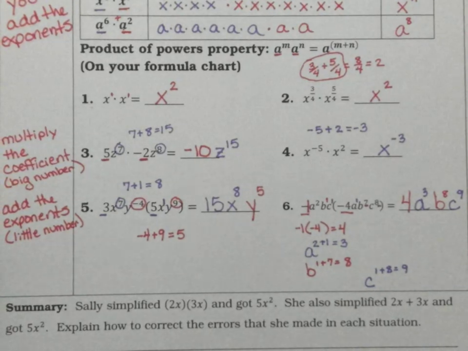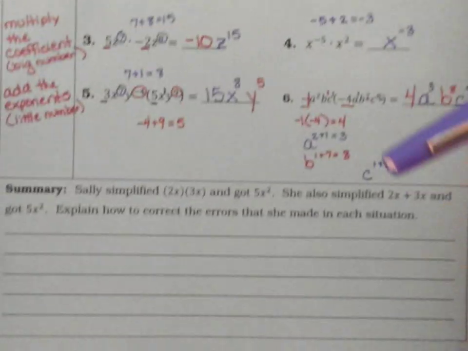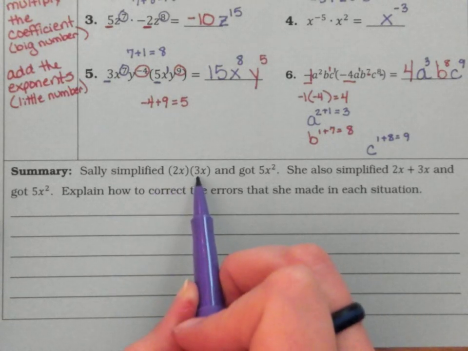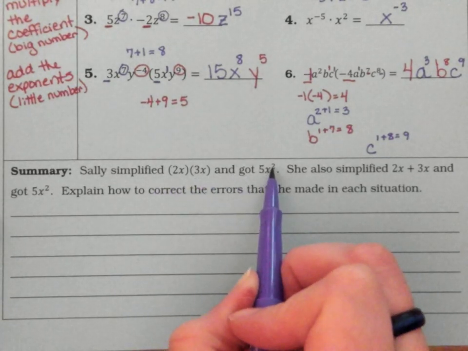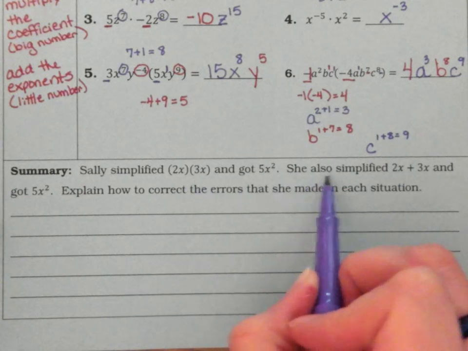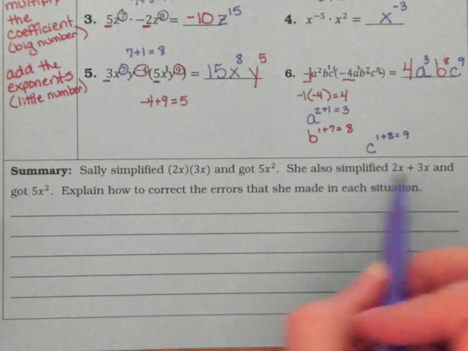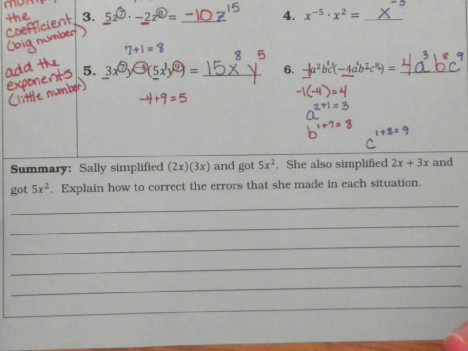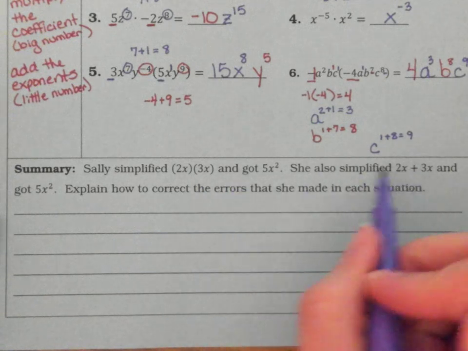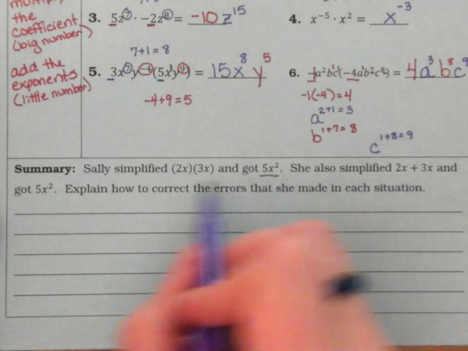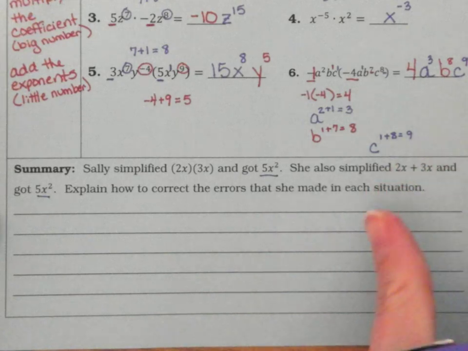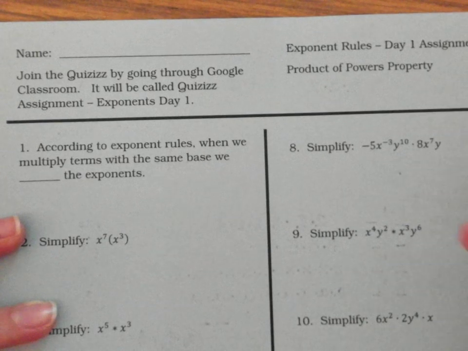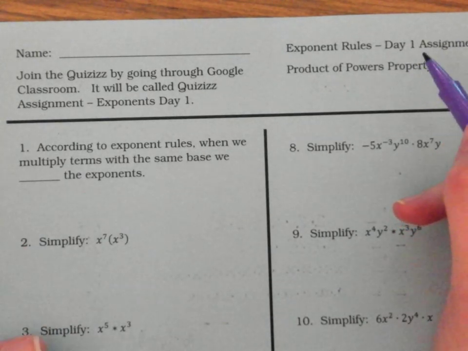So you need to take a moment to answer the summary question, which says Sally simplified 2x times 3x and got 5x squared. She also simplified 2x plus 3x and got 5x squared. Explain how to correct the errors that she made in each situation. So I'm telling you that both of these are wrong. The answers are wrong for both of them, and you need to tell me why. Once you do that, then you turn your paper over and this is your assignment for day 1, and it goes over what we just talked about.